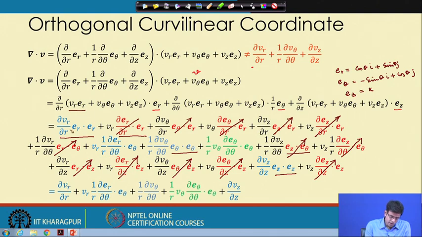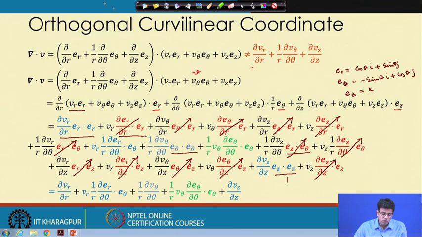We will have ∂Vr/∂r, and Er dot Er will be 1. The next term will have (1/r) ∂Er/∂θ dot Eθ, and (1/r) ∂Vθ/∂θ, right, because Eθ dot Eθ will be... and similarly (1/r) Vθ ∂Eθ/∂θ dot Eθ, and this will be 1. So this will be your last term.